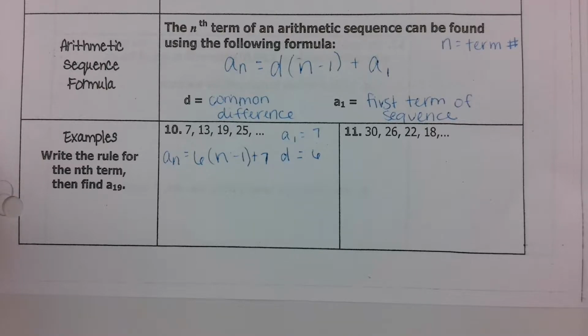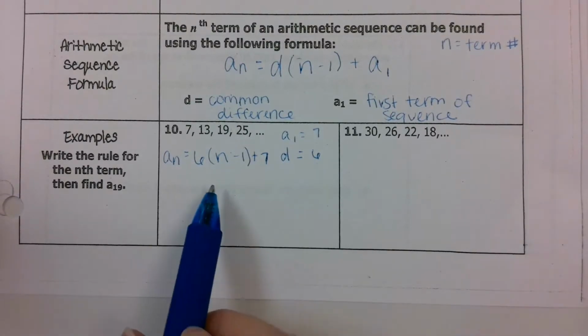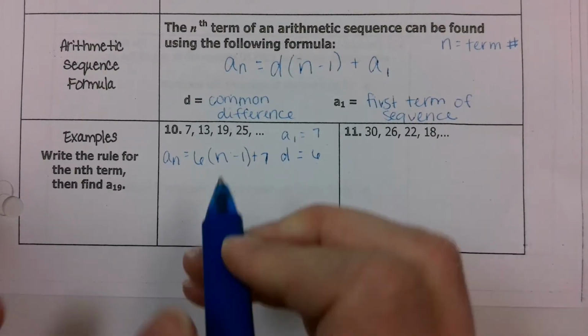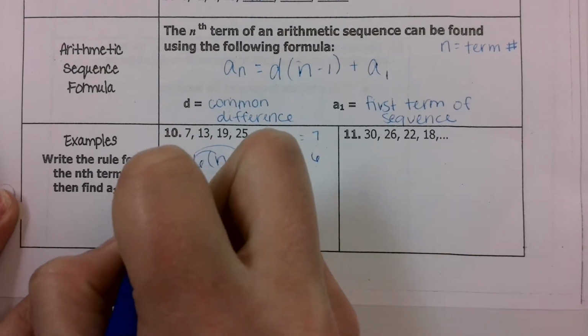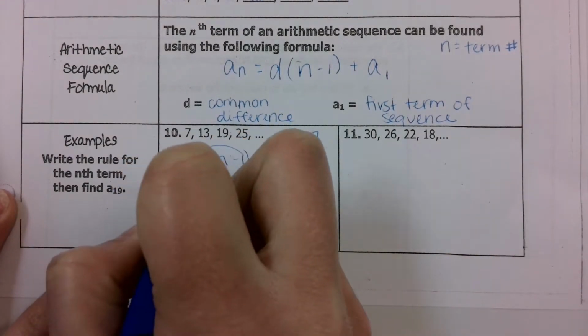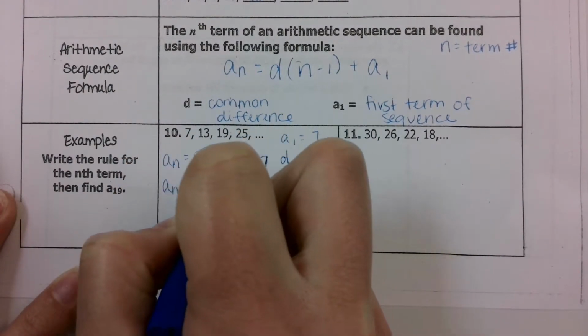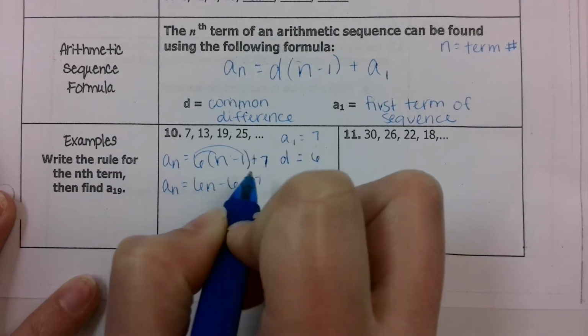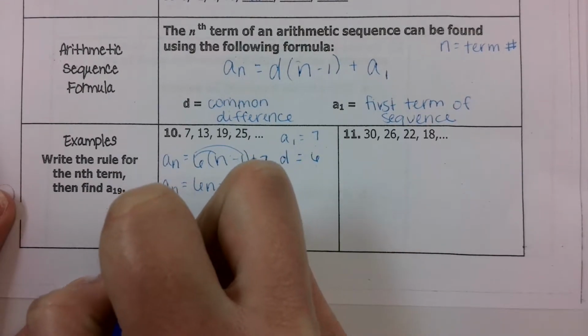So then we're going to simplify that just a little bit. What could we do right here? Distribute. So that's going to give us 6n minus 6 plus 7. Combine your like terms.